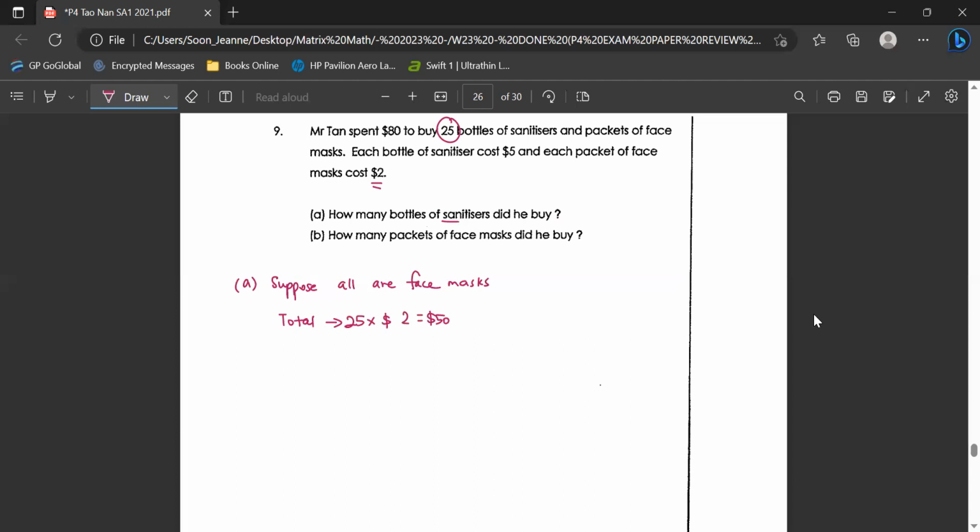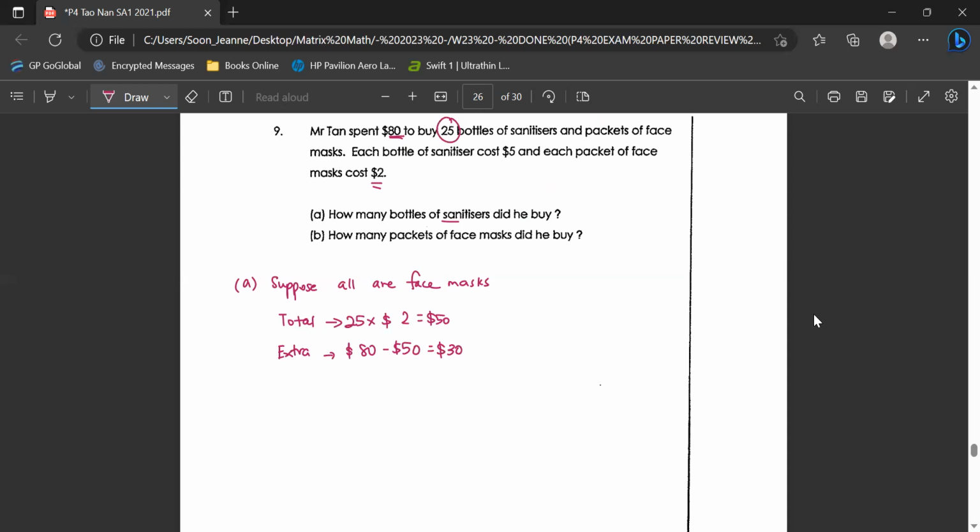So we take 25 times 2, $50. But he didn't spend 50, he only spent $80. So there's extra that you need. So 80 minus 50. Your answer is $30. Okay, but then you know that not all of them are face masks. Some of them are actually sanitizers.